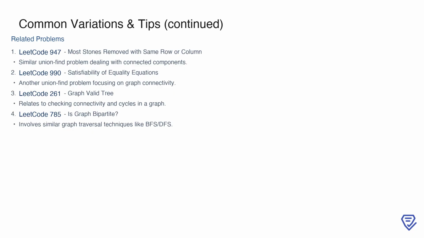For example, LeetCode 947, most stones removed with same row or column, is a similar union find problem that involves managing connected components. Another example is LeetCode 990, satisfiability of equality equations, which also focuses on graph connectivity through union find techniques. LeetCode 261, graph valid tree, is another relevant problem, as it involves determining whether a graph is a valid tree by checking for connectivity and cycles. Finally, LeetCode 785, is graph bipartite, uses BFS or DFS for graph traversal, similar to the techniques you might use here. Studying these problems can help you recognize common patterns and refine your approach to solving graph-related challenges.